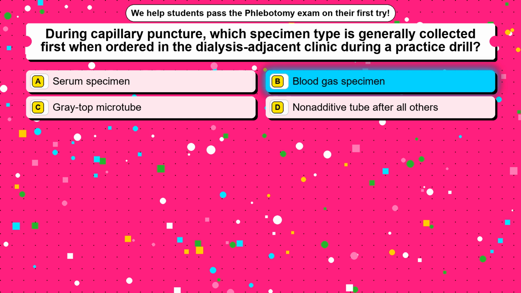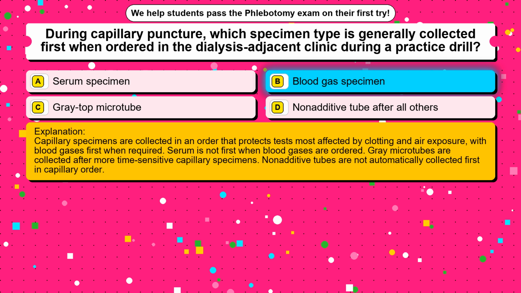The correct answer is option B. Blood gas specimen. Capillary specimens are collected in an order that protects tests most affected by clotting and air exposure, with blood gases first when required. Serum is not first when blood gases are ordered. Gray microtubes are collected after more time-sensitive capillary specimens. Non-additive tubes are not automatically collected first in capillary order.